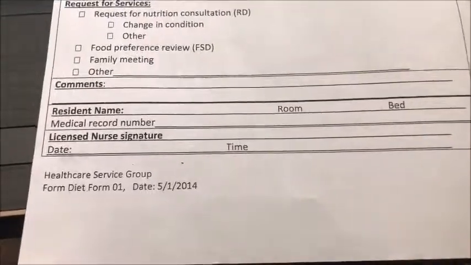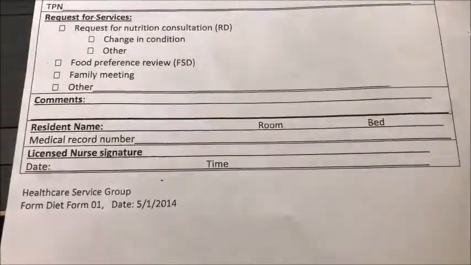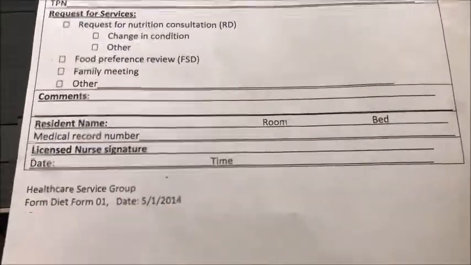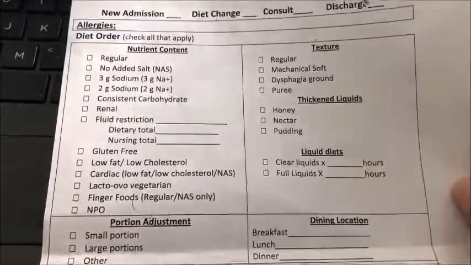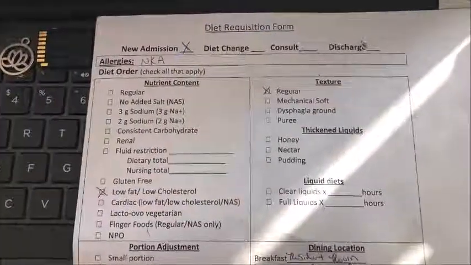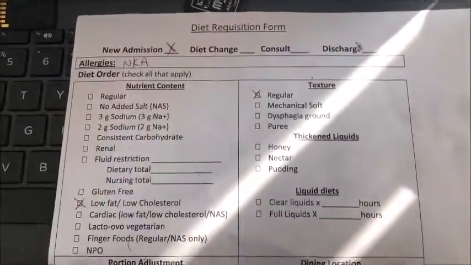And of course, then you have your resident information with their name, room number, bed number, medical record number, and then the signature of the nurse, date and time. So I'm going to fill this out and show you guys just a sample of how it should look when it's all filled out. Okay, so I just made up a random person and we're going to talk through this.